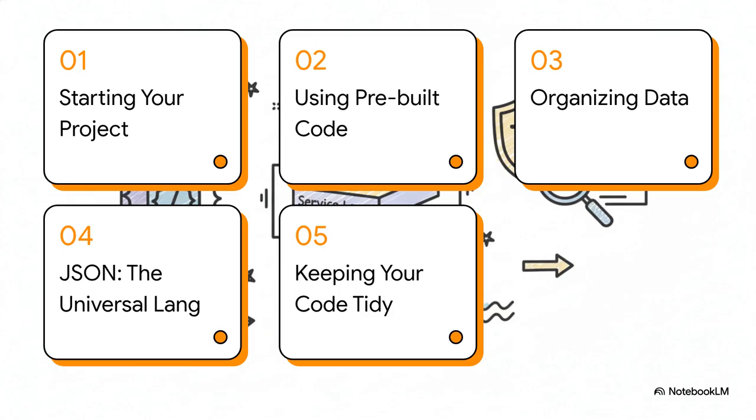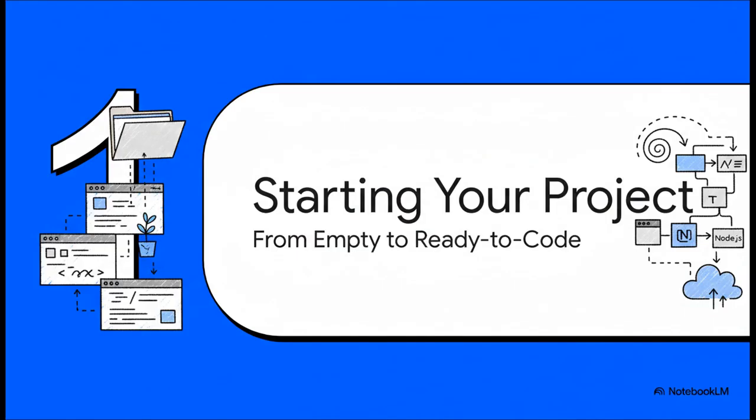So, here's our game plan. We'll start with the absolute basics, how to set up a project. Then, we'll get into how to use pre-built code, so you're not reinventing the wheel. After that, we'll dive into organizing our data with objects, see how different apps talk to each other using JSON, and then wrap it all up by learning how to keep our code neat and tidy. Let's get into it.